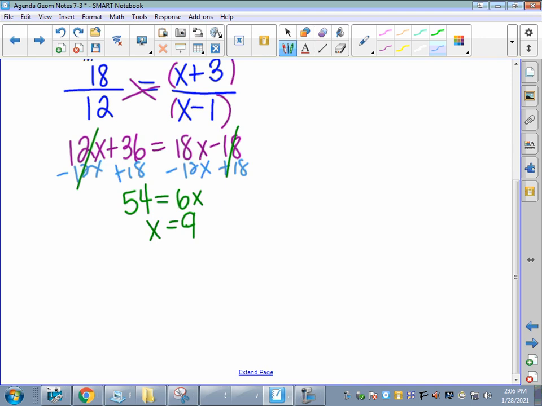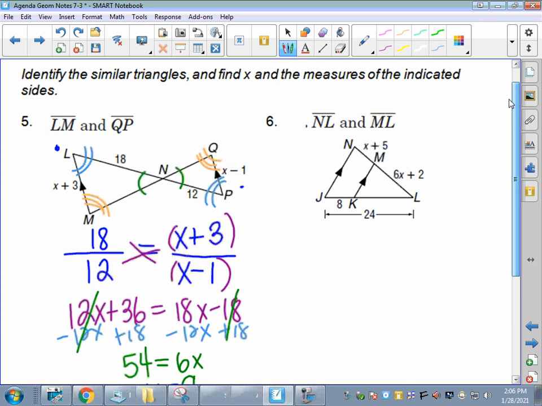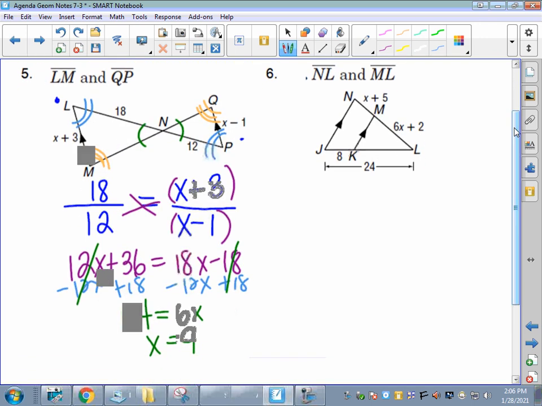So when I go back, don't forget, am I done with this problem? It says find x and the measures of the indicated sides. So if I asked you for LM, if I know that x is equal to 9, what would be the length of side LM over here? Probably a 12, right? Plug that 9 in for the x. What would be the length of side QP? Probably an 8.